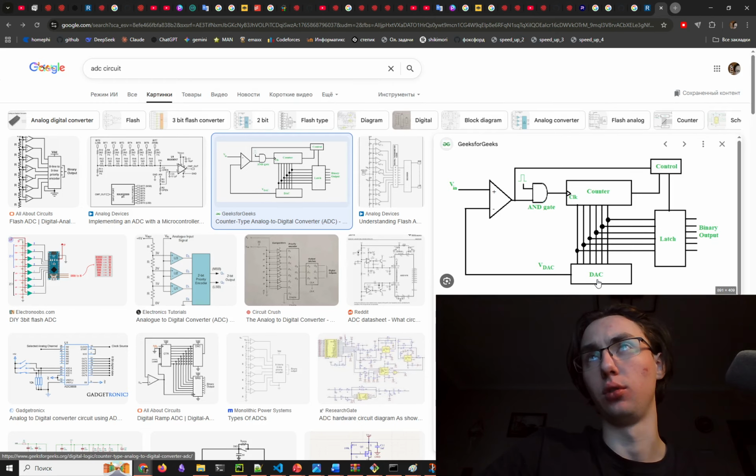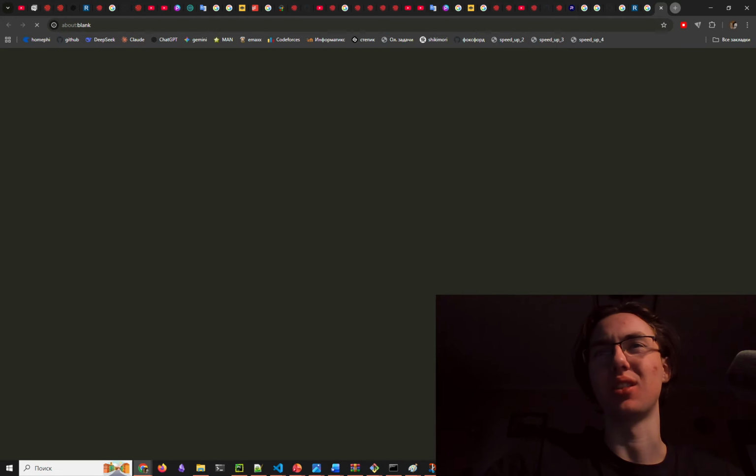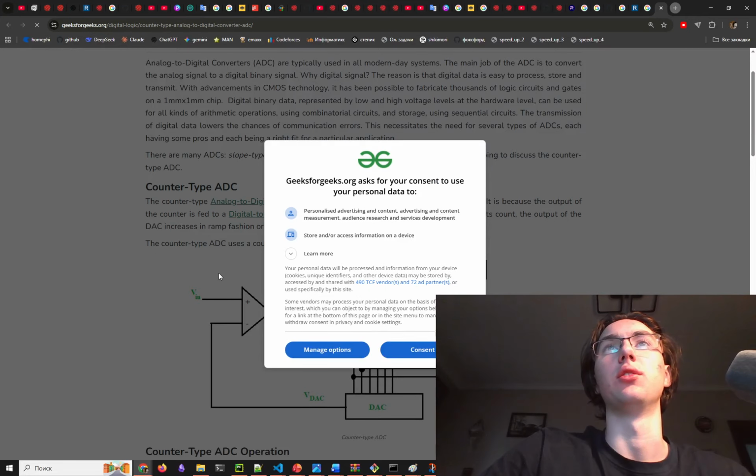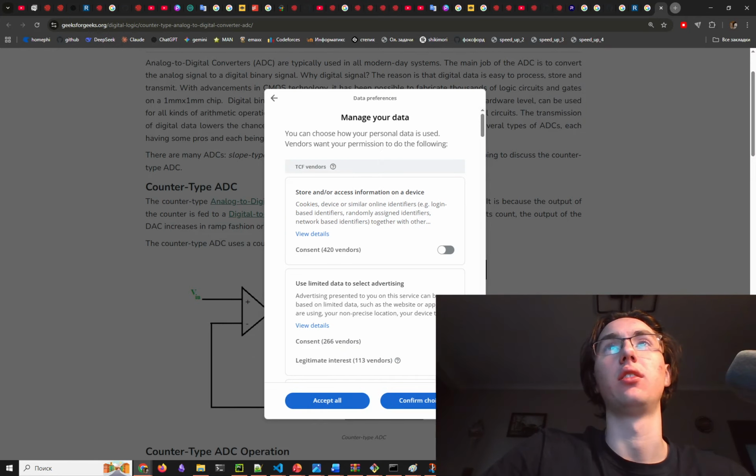So first of all, we got the 0 level, so the DAC outputs 0. Since the counter has 0 level, we compare this voltage with 0. And of course, well, by the way, let's just read this article instead of just trying to understand the GPT thing.